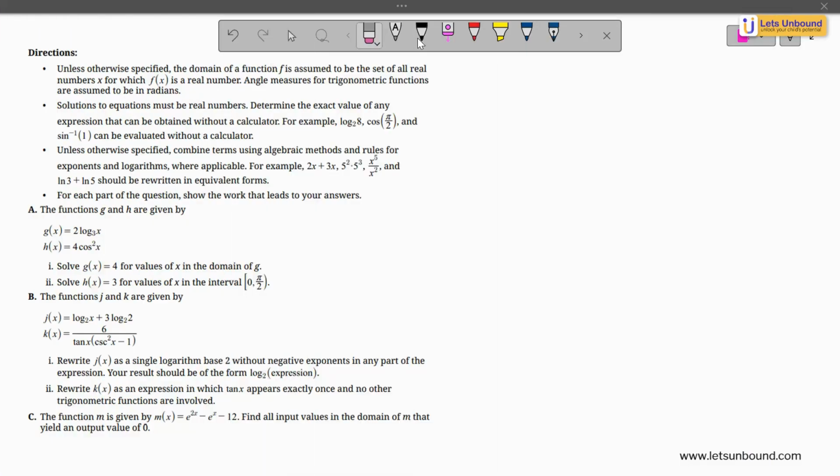Hello everyone, let's do question number 4 from AP Precalculus 2025 Free-Response Questions. Let's read through the fourth problem.